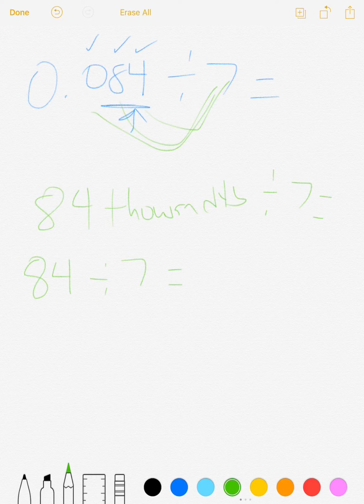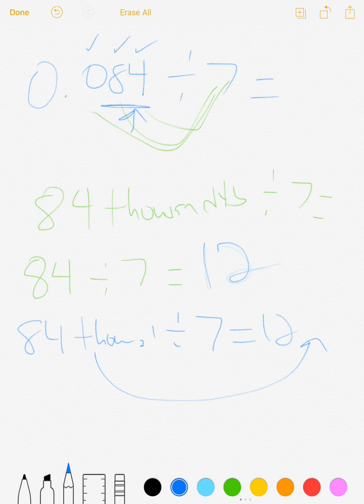Now, my class, we've been working on multiplication for a while here, and most of America, I know kids in 5th grade already know their multiplication facts. So you all tell me, what times 7 equals 84? All right, very good. If you said 12, you got it right. So we have to go back. 84 thousandths divided by 7 equals 12. And what's the unit?